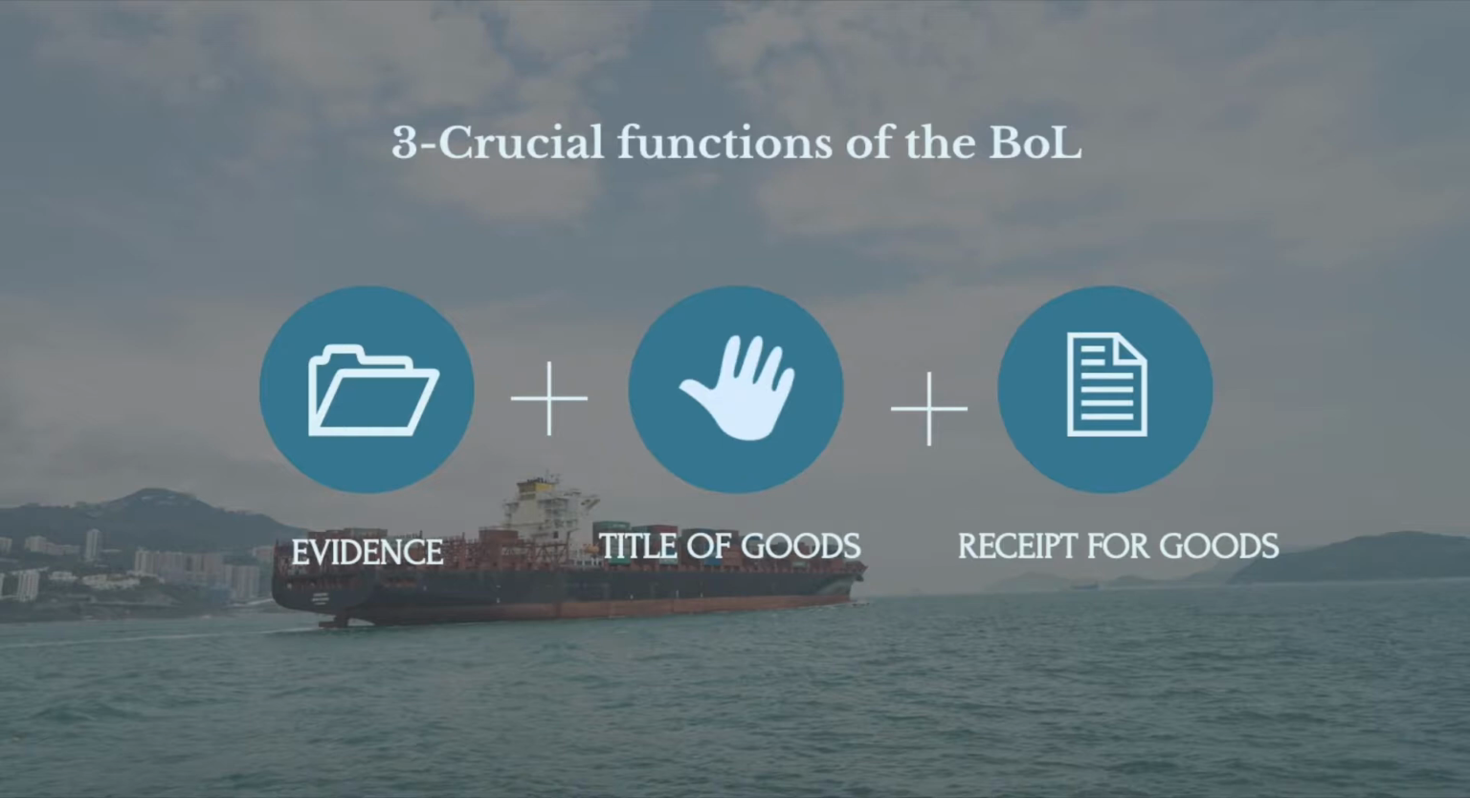Firstly, it serves as evidence of contract of carriage with details of the amount, type, and destination of the shipped freight. Secondly, it serves as a proof of title to goods, which usually requires the carrier to turn over the goods to the receiving party noted on the bill of lading or to anyone in possession of the original copy of the bill of lading. And thirdly, it serves as a receipt that the goods have been properly loaded onto the transporting vessel.